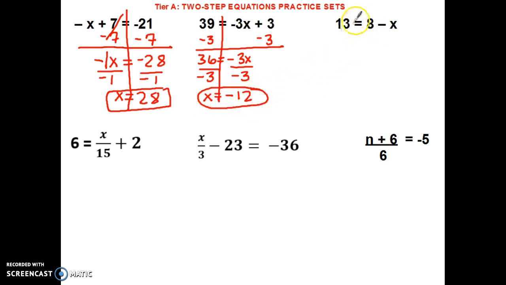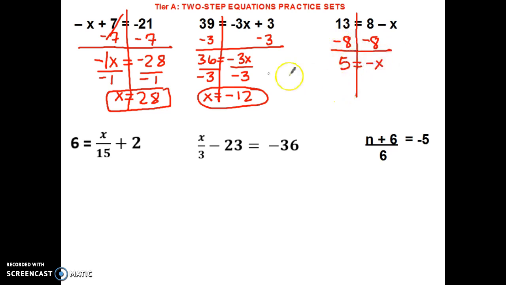Here, same concept. We're trying to get x alone. Therefore, this is a positive 8. What is the opposite of a positive 8? We touched this last, a negative 8. So we subtract 8 from both sides. When we subtract 8, we get 5 is equal to a negative x.